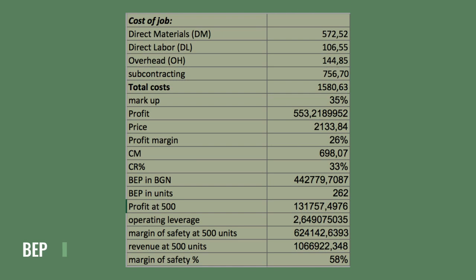The operating leverage shows that the profit is relatively dependent on the volumes. The margin of safety is calculated based on the projected sales for the first year, and it shows that they are well above the break-even point.